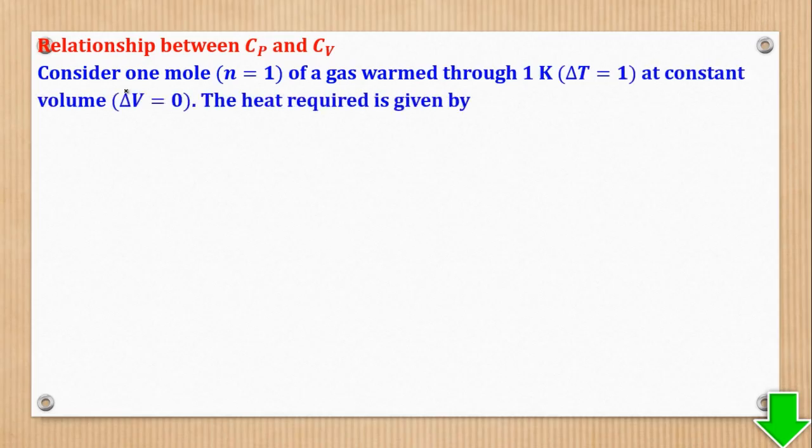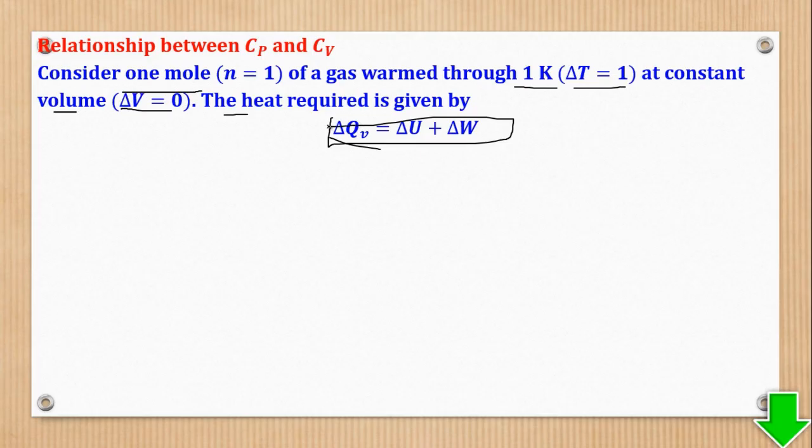So we shall consider 1 mole. 1 mole means n is equal to 1, because n denotes the number of moles. Consider 1 mole of a gas warmed through 1 Kelvin, that means the change in temperature is 1, at constant volume. Because volume is constant, it means there is no change. That is why V is constant. The heat required will be given by dQV equal to, remember this is the first law of thermodynamics. When it is constant volume, we put dQV. If it was constant pressure, we would put dQP, as we shall see along the way.